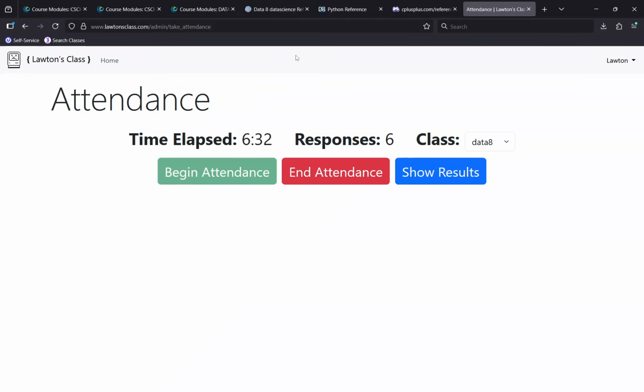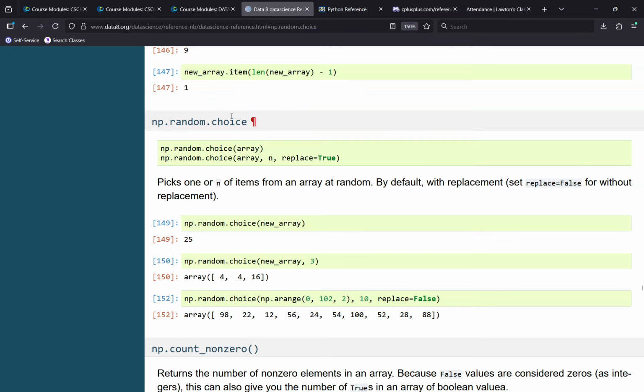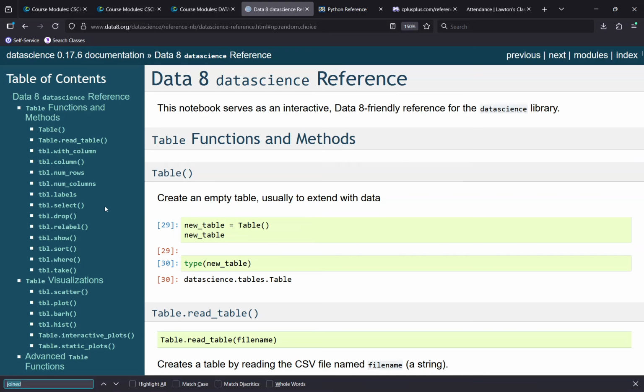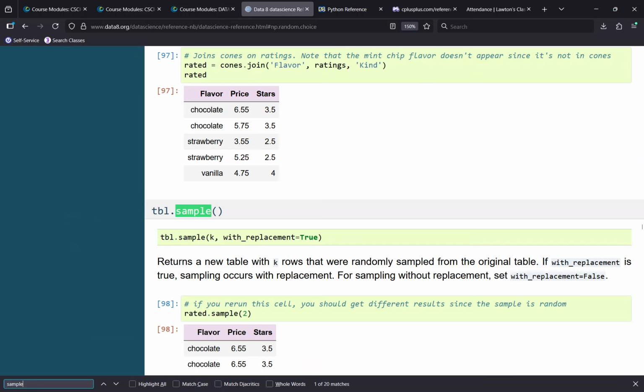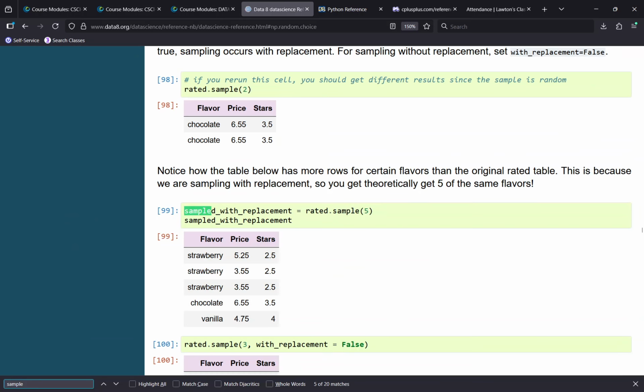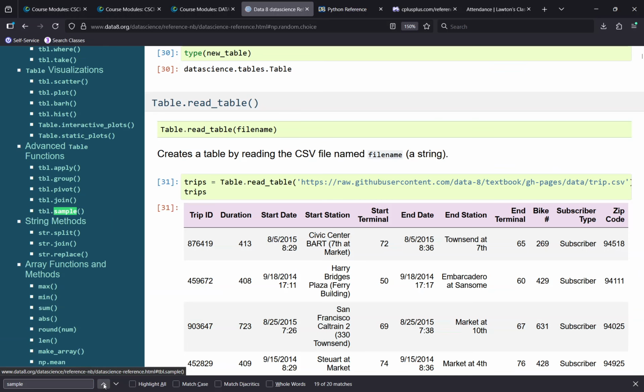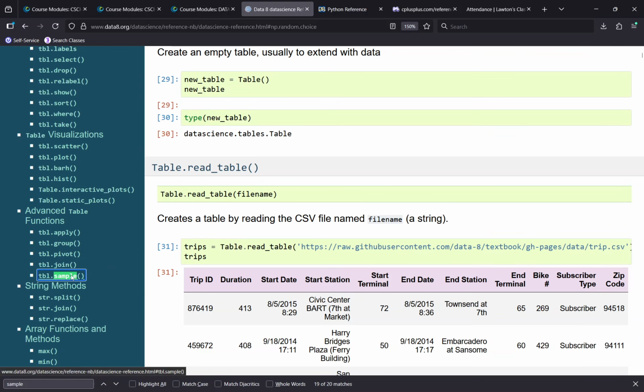It's dot sample. If I go to the documentation here, we were using random.choice to get stuff out of an array, but you can stick with the table and get rows of a table out randomly, and that is here somewhere. It should be just dot sample. There it is. Where was that on the left side? I did not see it. I want to find it now. Oh, it's an advanced table function.